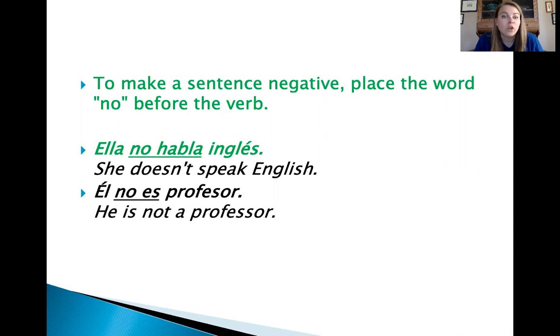That does not make sense. Or I could say él no es profesor. I can't say él es no profesor. A lot of people try to do that because in English I would say he is not a professor, and not comes after a verb. But in Spanish, the no has to come first.